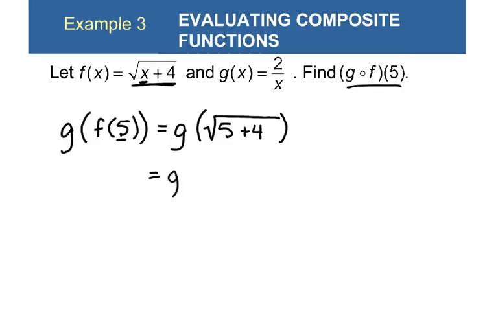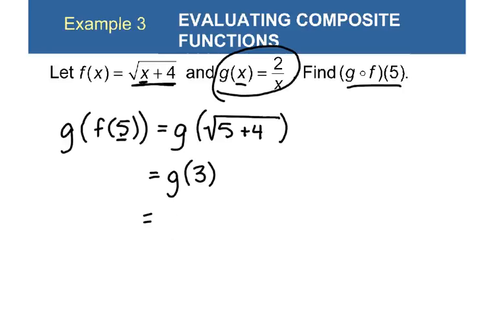Simplify that. So g of square root of 5 plus 4, that is 9 on the inside of the square root. And then the square root of 9, that is 3. So what we're finding is g of 3 now. So take our g function and replace our x values with 3.